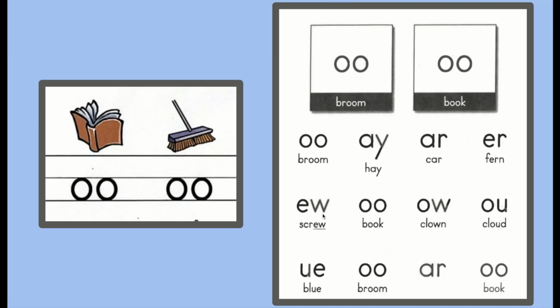You may have noticed that the oo sound can be spelled one of three ways: EW like in screw, UE like in blue, or OO like in broom. Generally, you just have to memorize which spelling is used in each word.